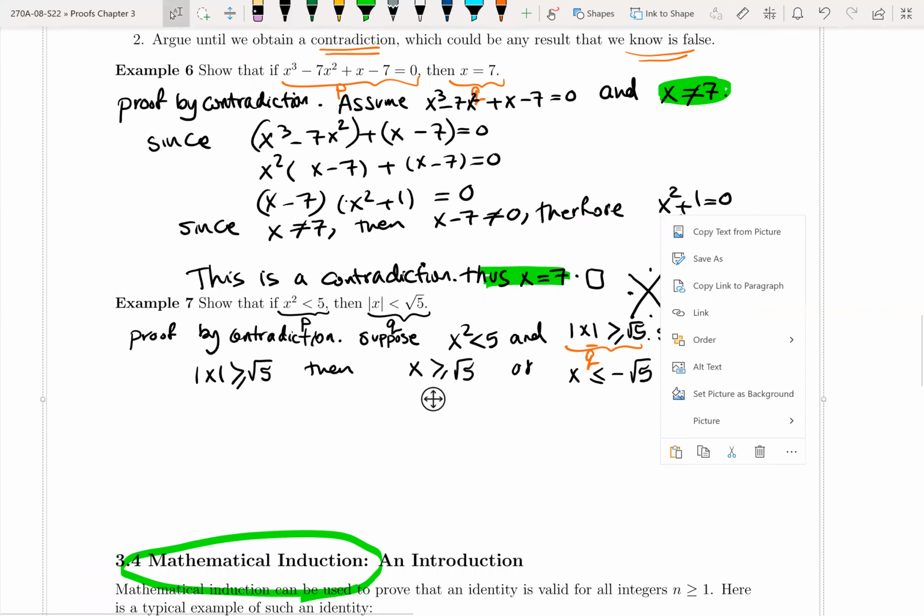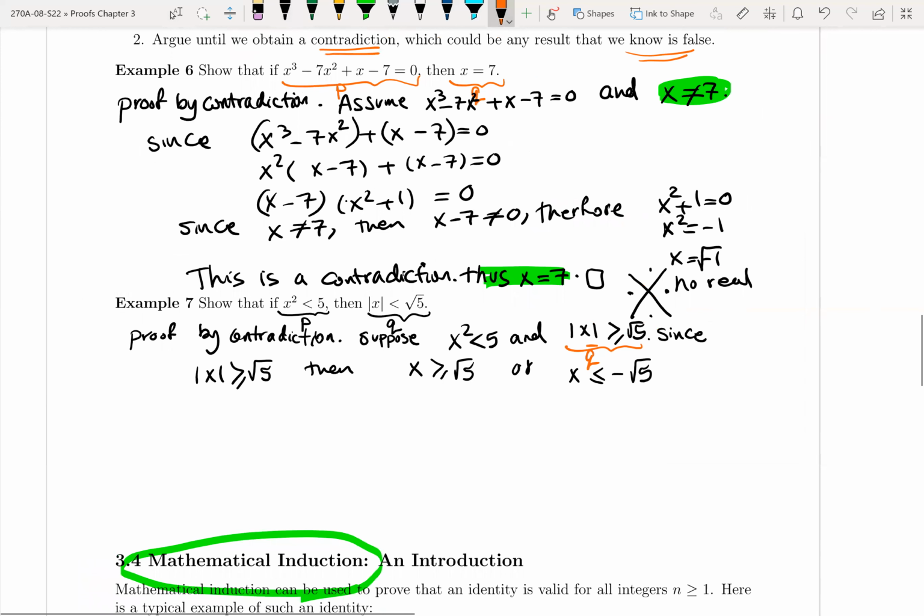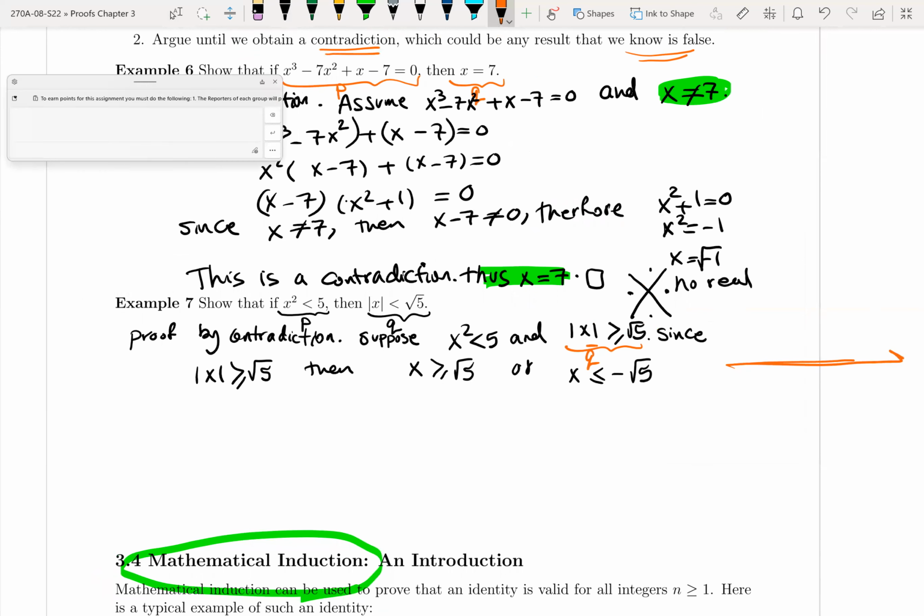Let me just make the real line. So on the real line, you have negative rad5 and rad5, and your absolute value is bigger than rad5, so you're right over here. You are either on the right side of rad5 or on the left side of negative rad5, then the absolute value of x is bigger than rad5. This is fine, right? Algebraically, makes sense?